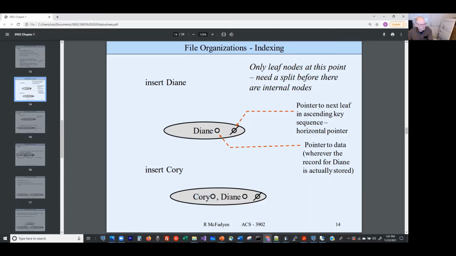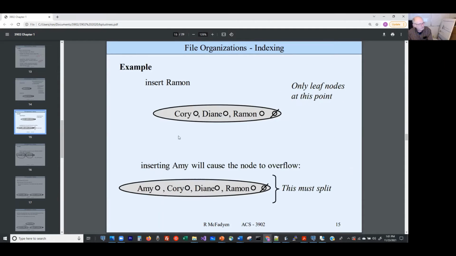When we insert Corey, Corey belongs in this leaf node, of course, and these keys are kept in ascending key sequence, so Corey precedes Diane. Next, we insert Raymond. Raymond fits here. We've now reached our maximum capacity. Corey, Diane, Raymond in this particular sequence, ascending key sequence. Inserting Amy, logically speaking, belongs in this way. Amy, Corey, Diane, Raymond in key sequence, but we don't have capacity for this.